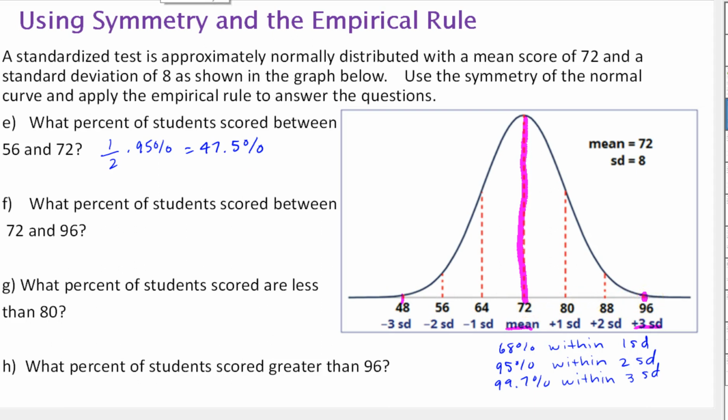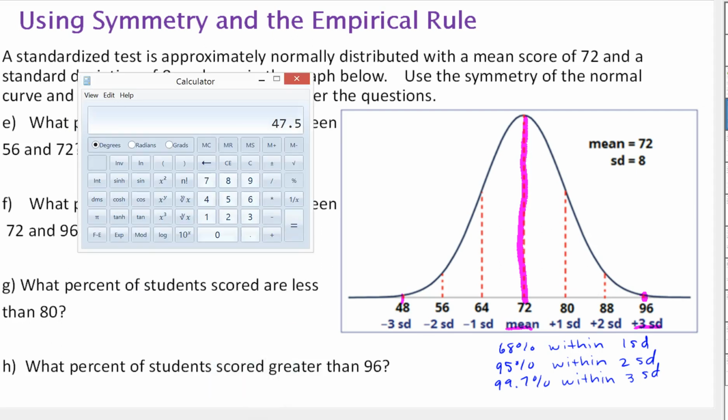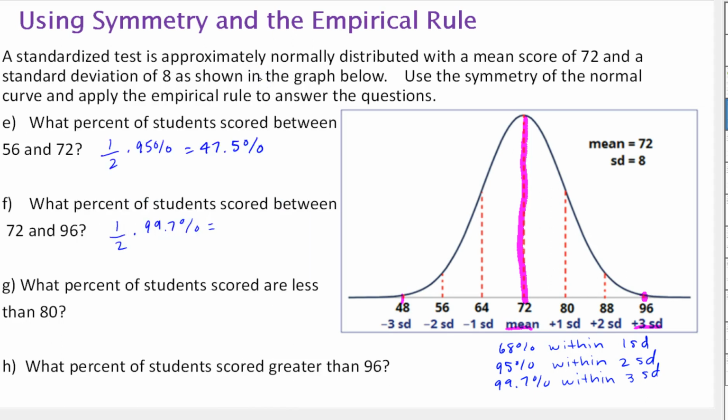So we have 1/2 of 99.7%. So we could take 99.7 and divide by 2. And that area is 49.85%. Let's look at the next one.